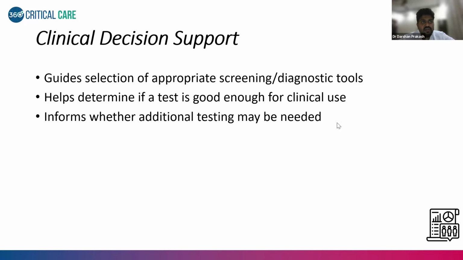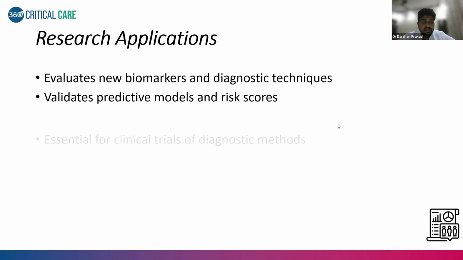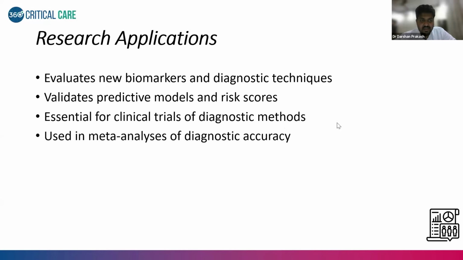If it is very close to the random line, it might not be an easy decision at that point. It can help us understand that additional supporting evidence would be required, or a larger sample size would be required. Okay, it usually helps us make evidence based practice as well. Research applications are similar to what I've already spoken about. Clinical trials and diagnostic methods can also be based on ROC curves.